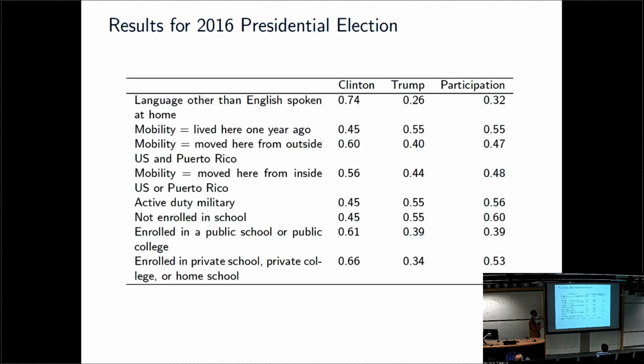Moved here from inside, so moved recently, still more support for Clinton. Active duty military, more support for Trump. Not enrolled in school, more support for Trump. Enrolled in school, a lot more support for Clinton, and so on. And so we have more and more large tables of this in the paper, which, by the way, is on arXiv, just a preprint.